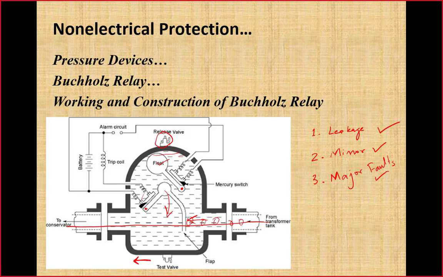Now the question is, why do we install this relay at an angle of 15 degrees? Just to provide an easy path for these small bubbles to travel through this pipe into the relay. If it is horizontal, there is a possibility these bubbles may get entrapped at the top of this pipe. Just to provide ease of movement through this pipe, it is installed at an inclined angle of 15 degrees instead of having a completely horizontal installation.